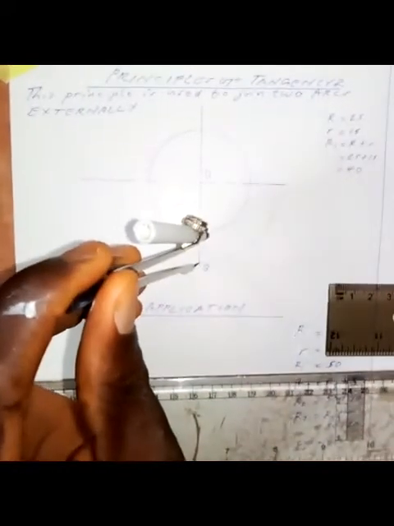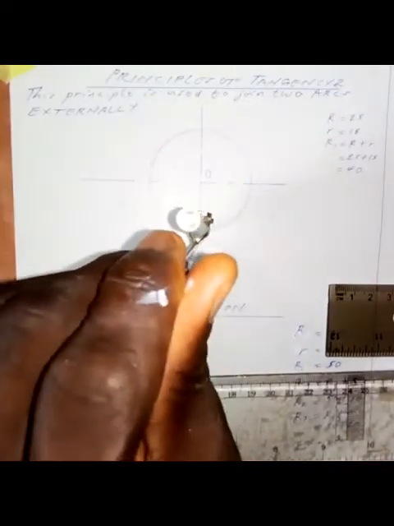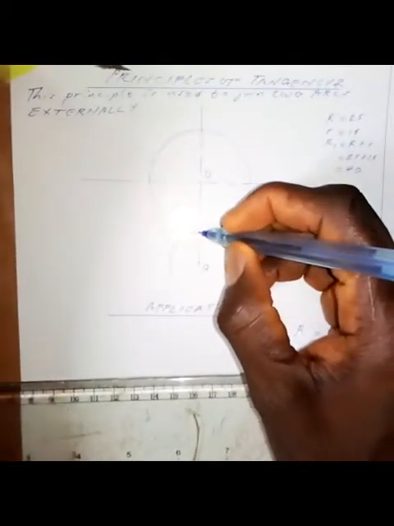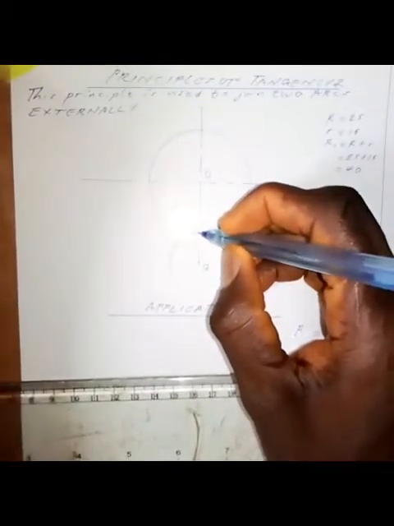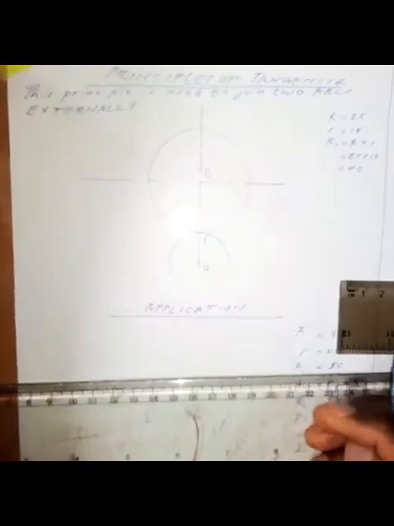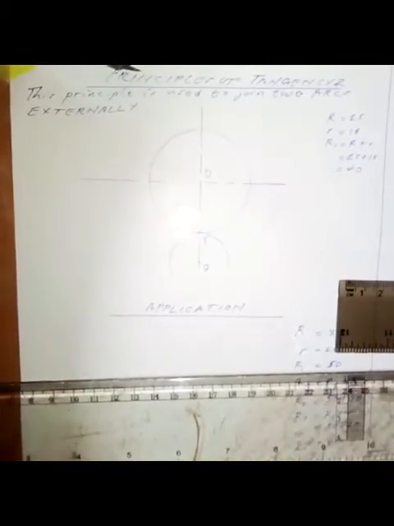Okay, so I put it at this point and I will draw an arc. The arc goes like this. Okay, so this is the arc. So this arc and the circle touch each other externally. And the point of tangency, where they meet, is this point. So I put capital letter T there.